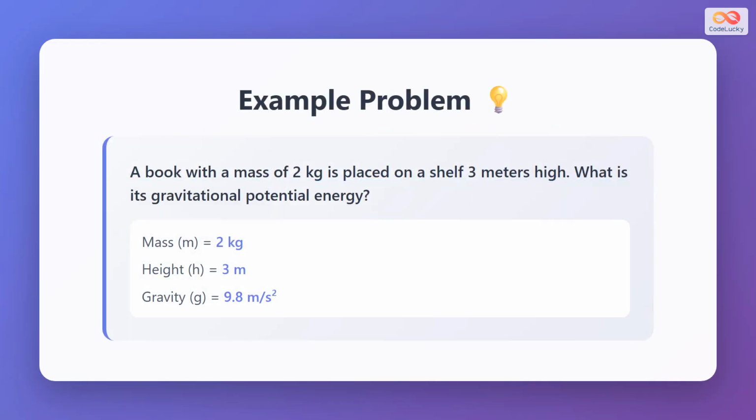Let's work through a practical example to see how this formula works. Imagine a book with a mass of 2 kilograms is placed on a shelf 3 meters high. What is its gravitational potential energy? We have all the information we need. The mass m equals 2 kilograms, the height h equals 3 meters, and gravity g equals 9.8 meters per second squared, which is always constant on Earth. Now we just need to plug these values into our formula.